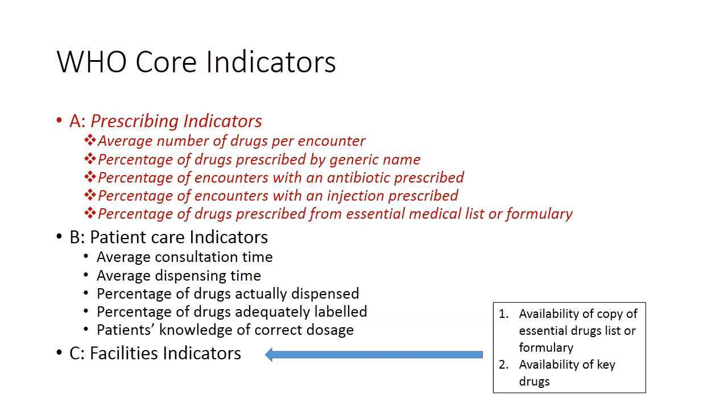WHO core prescribing indicators are: average number of drugs per encounter, average number of drugs prescribed by generic name, percentage of encounters with an antibiotic prescribed, percentage of encounters with injections, and percentage of drugs prescribed from EML.